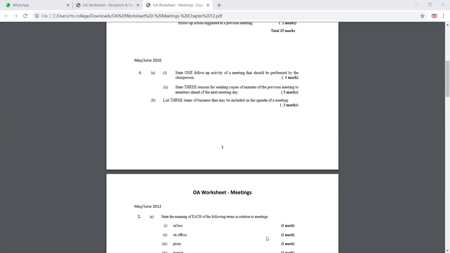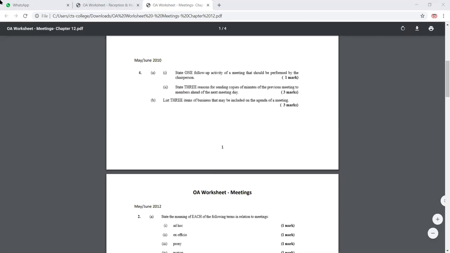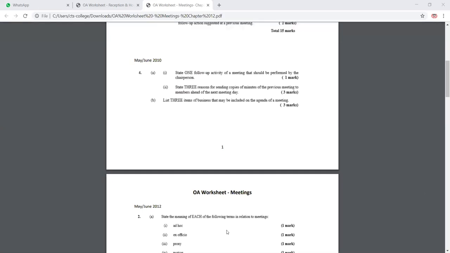You'll give an insight as to what has taken place in the last meeting, for future reference. So one of your answers there could be that it is a refresher. It will give you details of what was said in the last meeting. Understood? That is one answer. Second point. What other reason could we have for sending out the minutes of the last meeting?